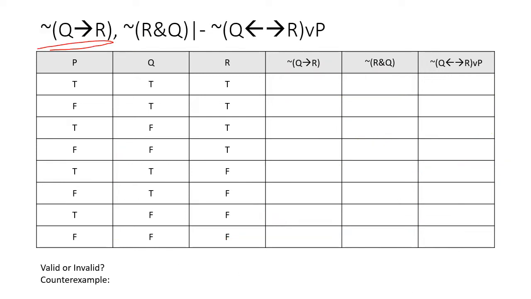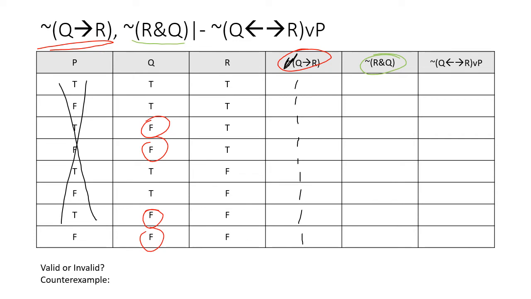So looking at this one, we have 2 premises. Looking at this first one, we have 2 different operators. The tilde is outside the parentheses, so we'll ignore it right now and just focus on the arrow inside. The arrow can be true wherever the left side Q is false or the right side is true. So all these are going to be true.